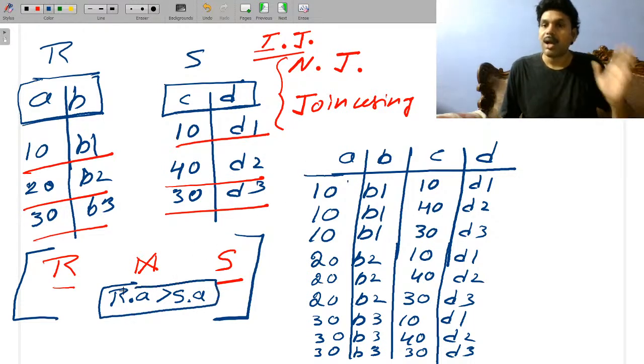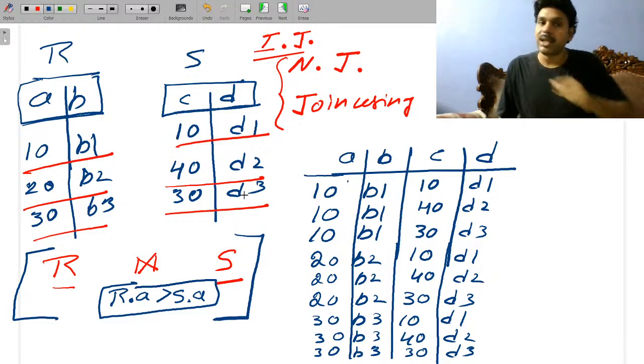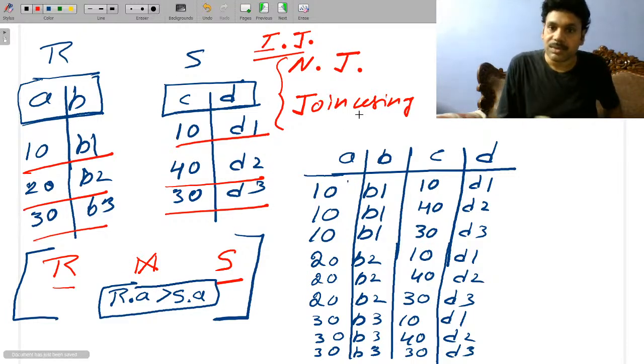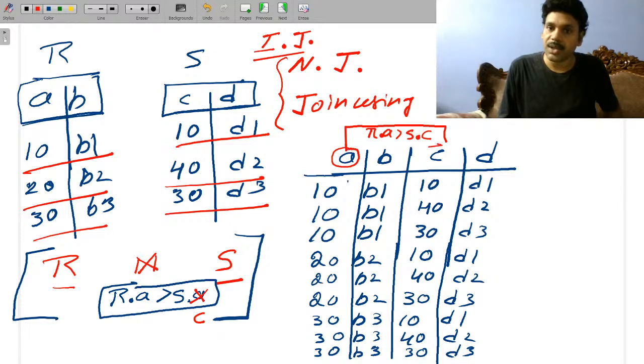Now this is your mapping condition. R dot A must be greater than S dot C. This is the condition: R dot A greater than S dot C. Now you tell me which are going to come. This 10 is not greater than this 10, hence the first mapping is gone. Second mapping, this 10 is not greater than 40. It's gone.